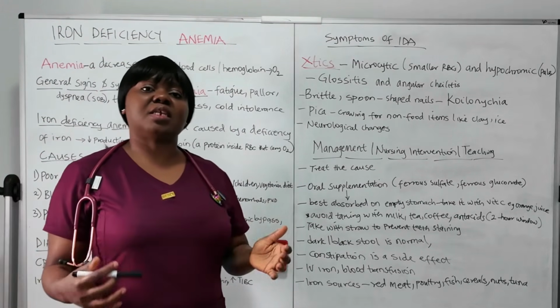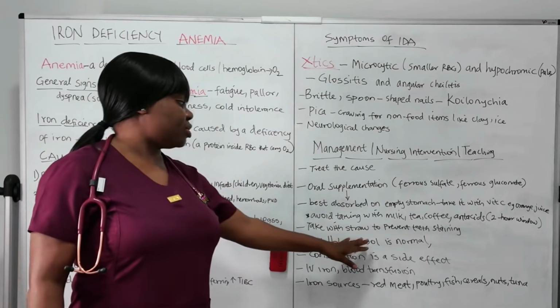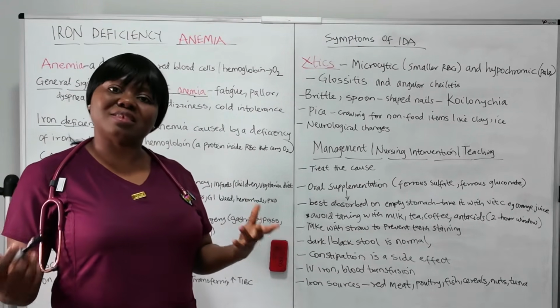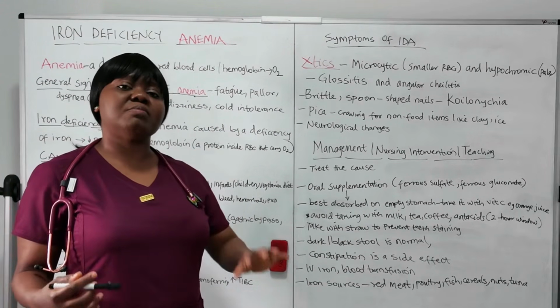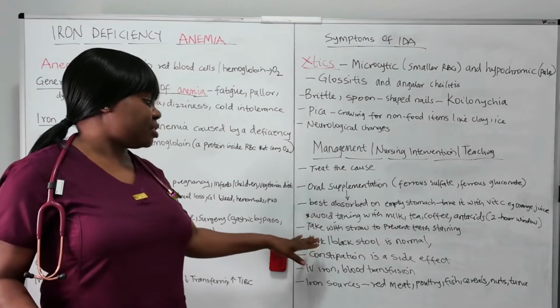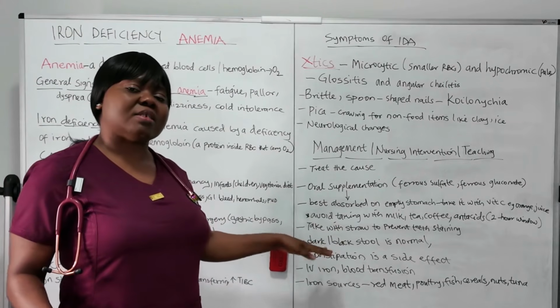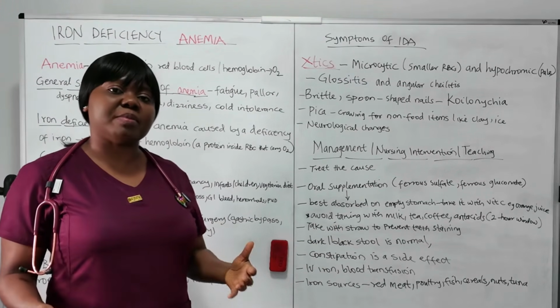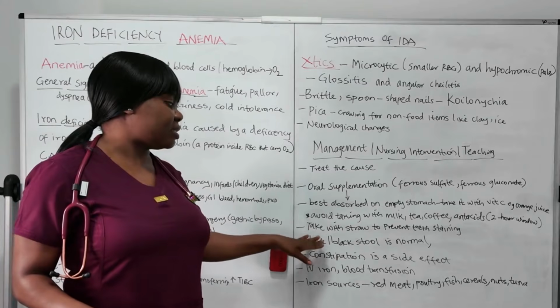Another thing is, if they are taking liquid iron, they should take it with a straw. The reason is that iron can stain the teeth, so they should take it with a straw, and immediately when they are done, they should brush their teeth. Then it's also important that we teach the patient to know that when you are taking an iron supplement, you can have a normal dark black stool.